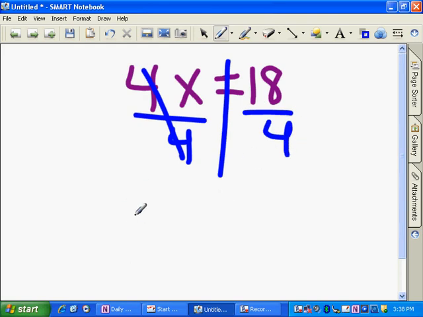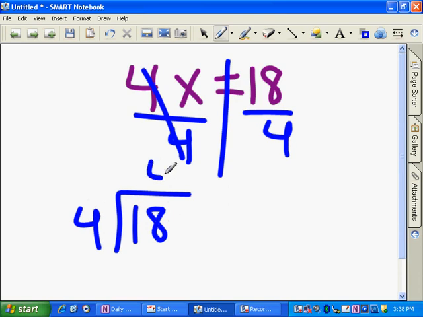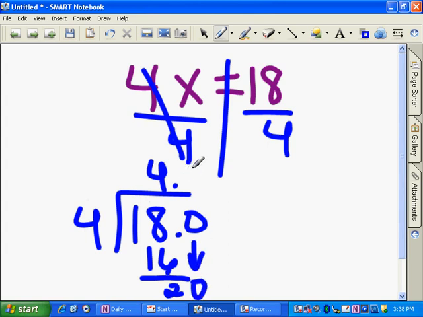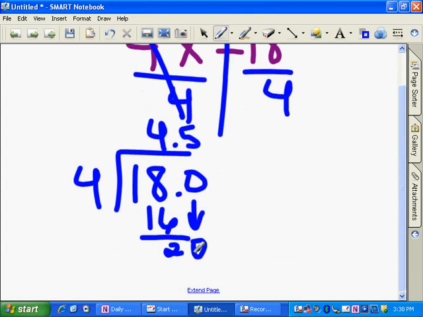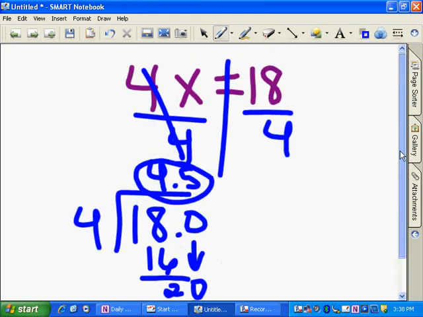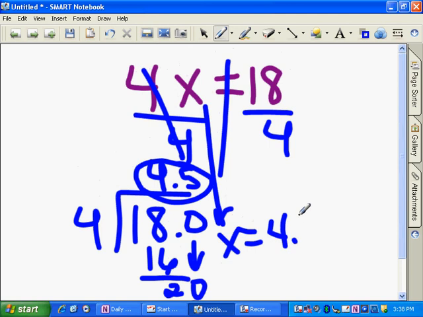When I divide the right by 4, I end up with 18 divided by 4. So 4 goes into 18 4 times with a remainder of 2. So I'm going to add a 0 here, and it ends up going in here 5 times. 5 times 4 is 20, so I subtract and I get 0. So the answer here is 4.5. So x is equal to 4.5.